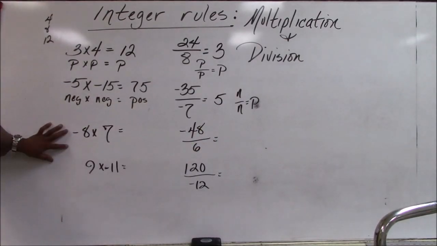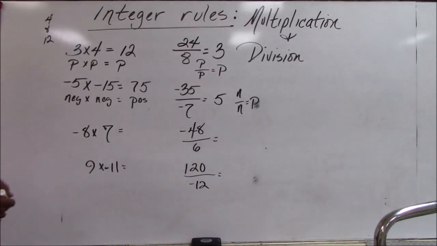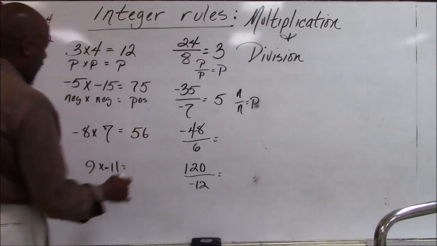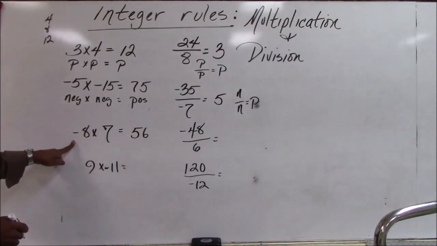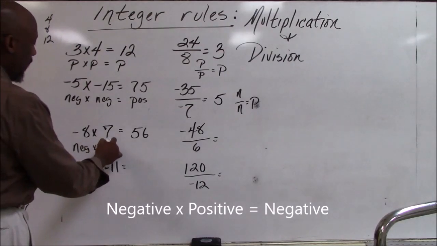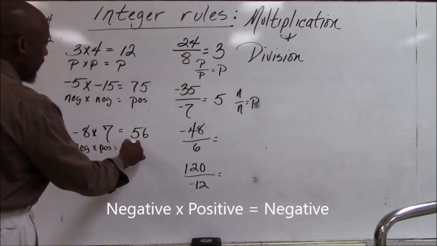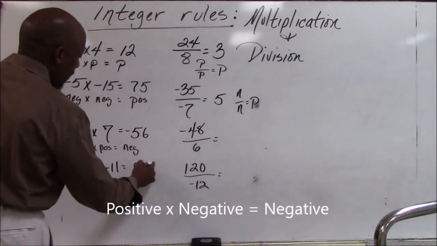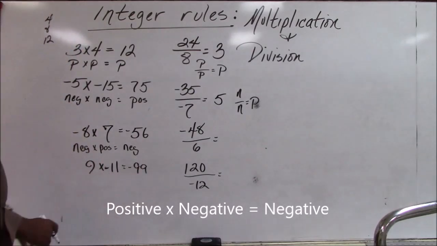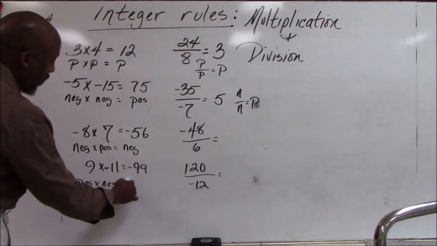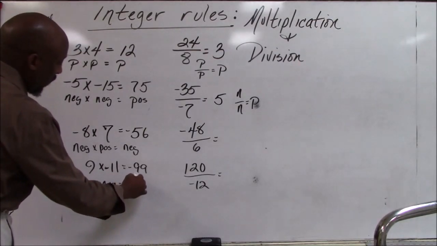Now we have -8 times 7. Again, I'm going to do the math. 7 times 8 is 56, but I only have one negative integer, and that's an odd number, not an even number. And we know that, or we're learning that, negative times a positive is going to yield a negative. And down here I have 9 times -11, and it's going to be 99. I have an odd number of negative factors, so I have a positive times a negative. With an odd number of negative factors, it's going to be negative.